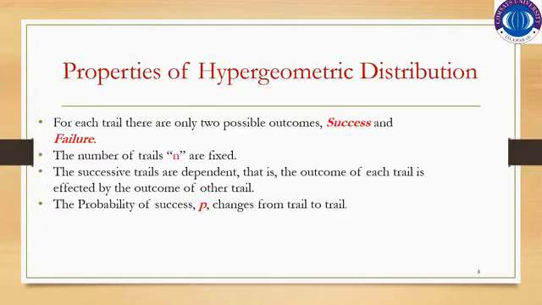Properties of the hypergeometric distribution. For each trial, there are only two possible outcomes, success and failure. This is the same as the binomial distribution. Its first property was also that the experiment has two possible outcomes, success and failure. The second property is that the number of trials n is fixed. This is the same as in the binomial distribution. The third property in the hypergeometric distribution is that successive trials are dependent, that is, the outcome of each trial is affected by the outcome of other trials. So this is the difference between the binomial and hypergeometric distribution.